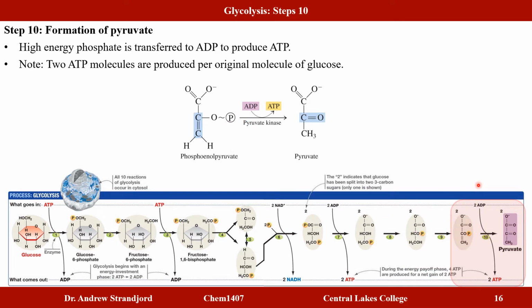The final step in glycolysis is to remove that phosphate group from my phosphoenol pyruvate, and in the process I put a phosphorus group on ADP to form ATP and my pyruvate molecule. Note again that I have two ATP molecules that are produced because I'm moving two 3-carbon molecules through the glycolysis process.